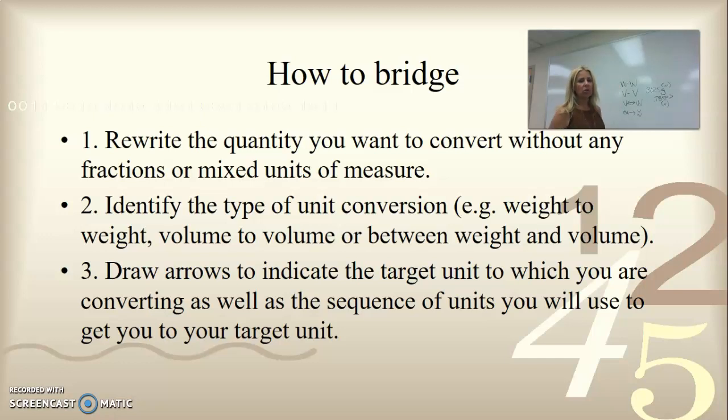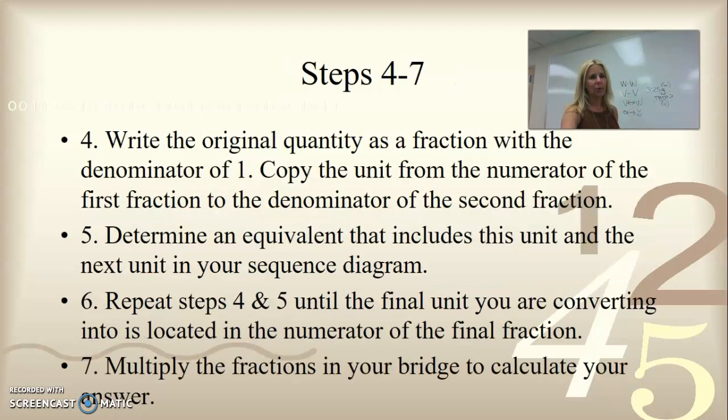Number 3, I want you to draw arrows to indicate the target unit to which you are converting, as well as the sequence of units you will use, and I'm going to demo these, so don't worry. Number 4, write the original quantity as a fraction with the denominator of 1, and then we're going to copy the unit from the previous numerator of the first fraction to the denominator of the second. Number 5, we're going to determine an equivalent that includes this unit and the next unit in the sequence diagram that we're going to be constructing.